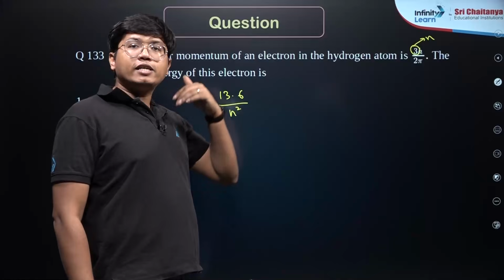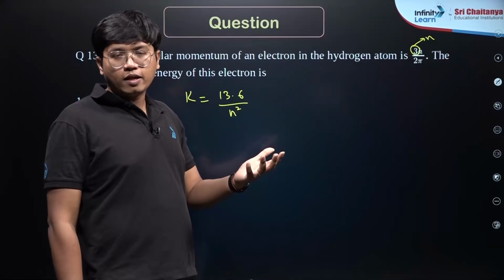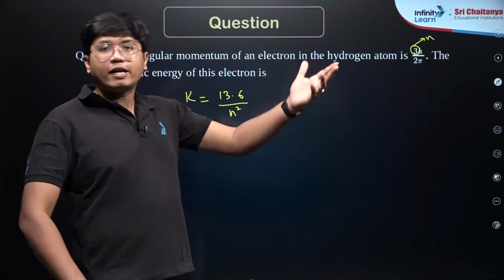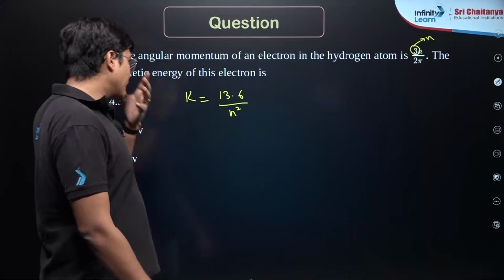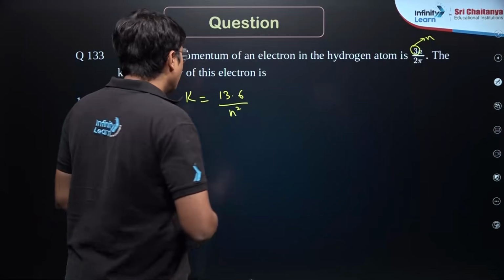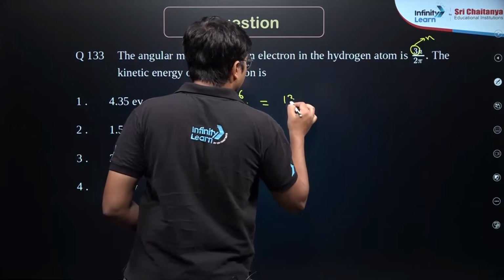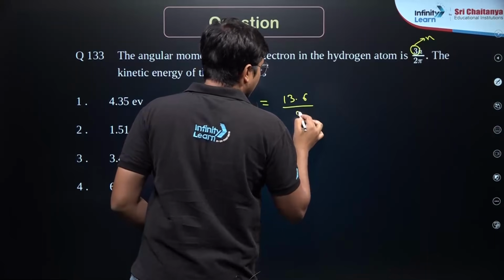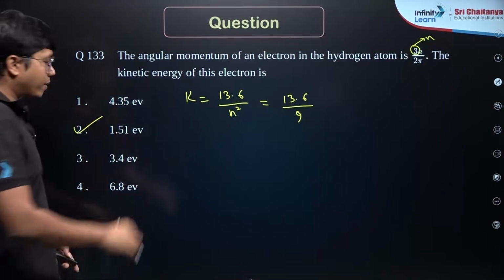The kinetic energy is the positive version of total energy, and the potential energy is double that of the total energy. Okay, you have that same logic in gravitation also. So 13.6 by 9, 3 square, right? That's 9. If you plug it in, you will get 1.51.